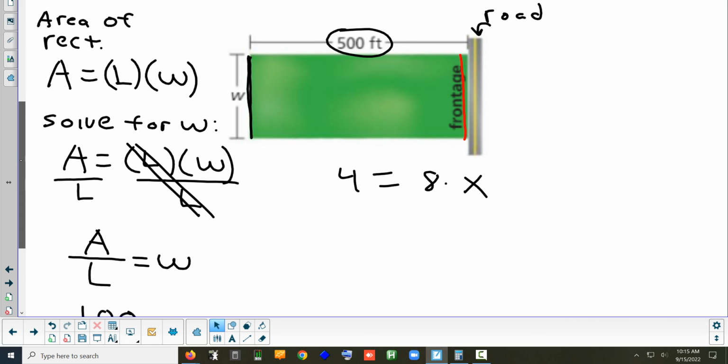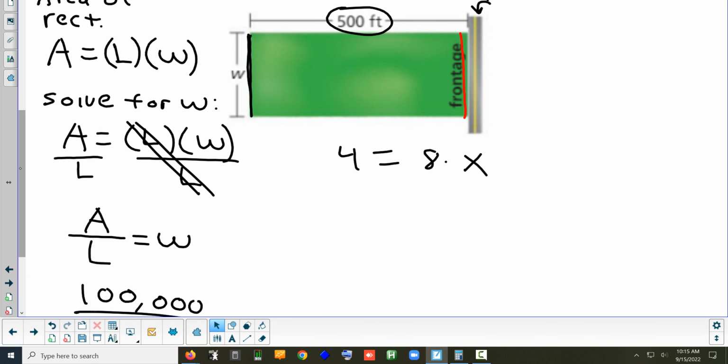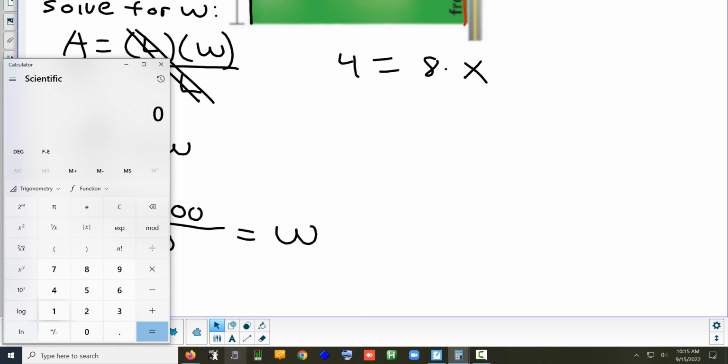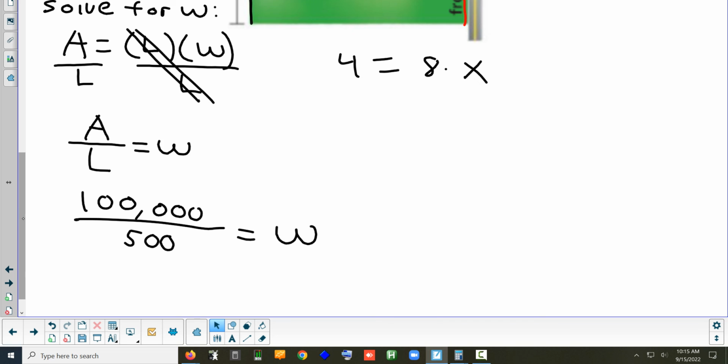Length. What was the length of the property that I own? Michael? How about Michael? 500 feet. And if I divide that, I'll get my width. So let's just type it in and see what we get. So 100,000 divided by 500 gives me a width of 200 feet.